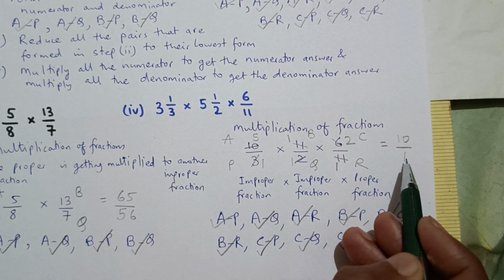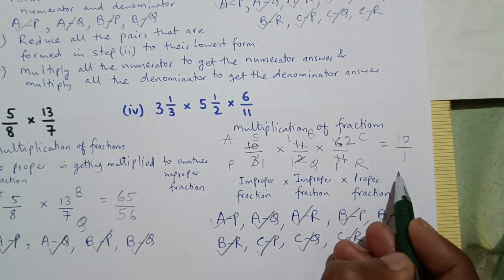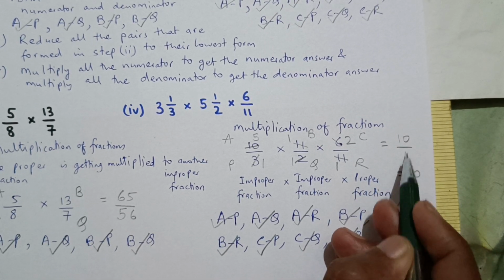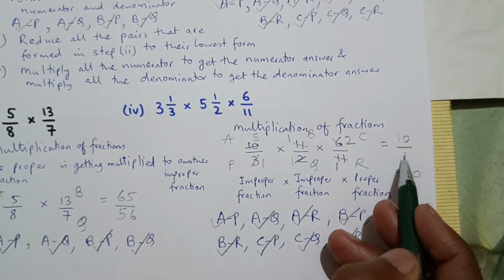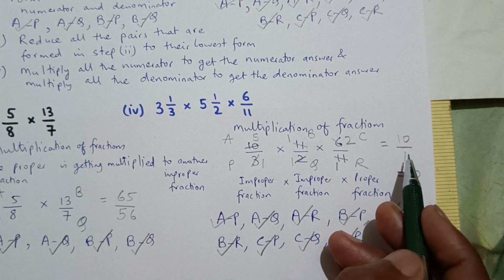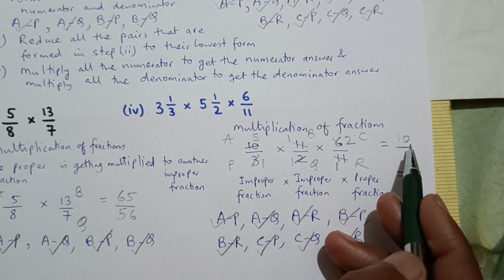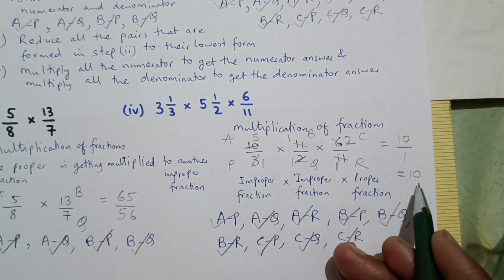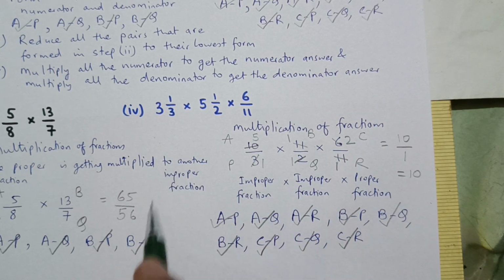So 10 by 1, and 10 by 1 is nothing but 10. 10 by 1 means 10 divided by 1, and 10 divided by 1 is 10, because anything divided by 1 is that number itself. So 10 by 1 is 10. So you can write 10 by 1 as simply 10. So 10 is the answer for question number 4. And now let us do the last question.